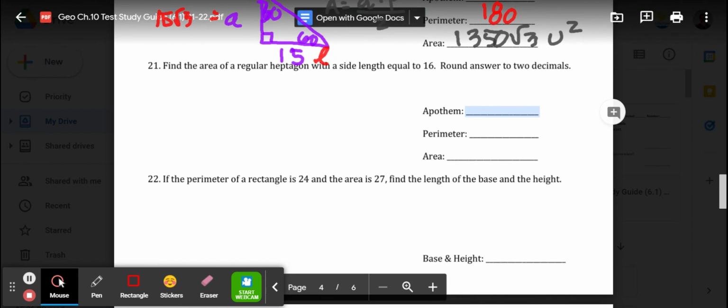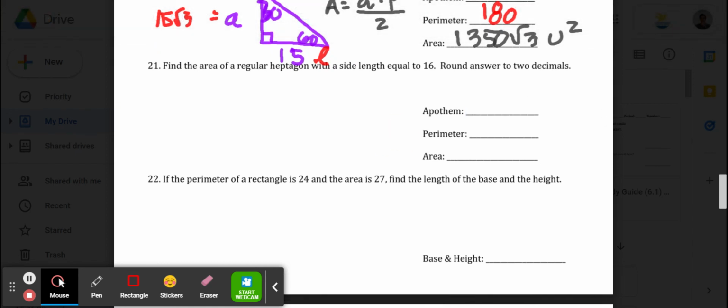So heptagon with side length equal to 6. Okay. Let's go ahead and pause the video there. We'll make a part 2.